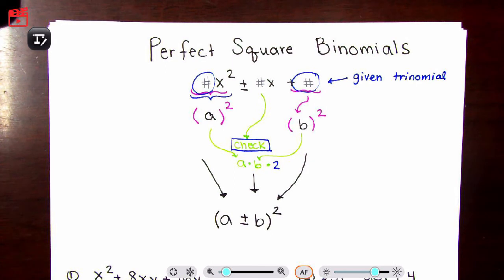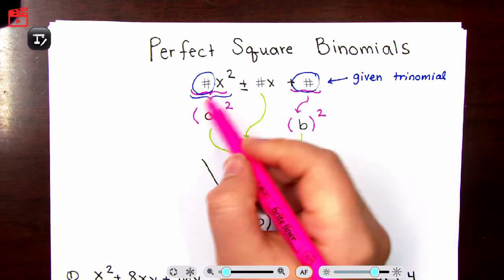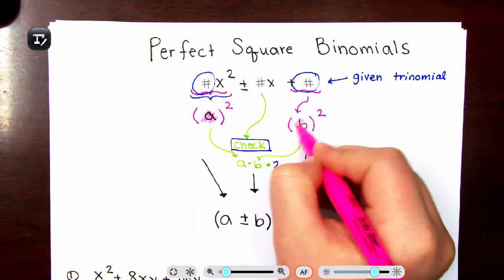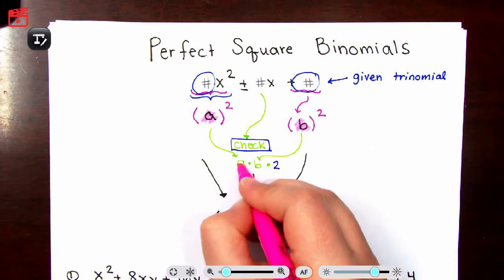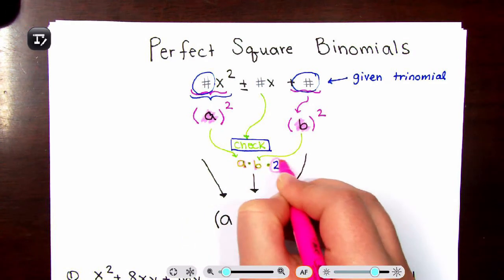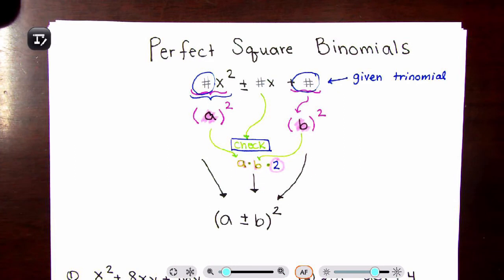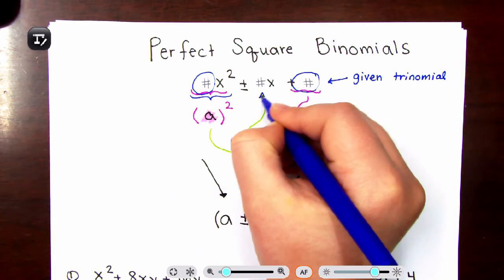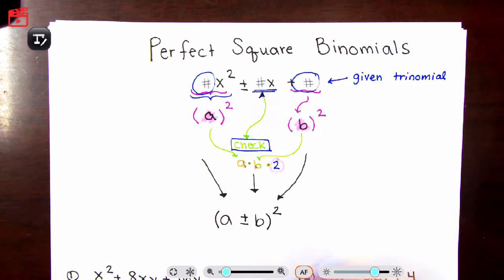Now, how do we know if we really do have this pattern? You have to do a check. Take your A value, which is here. Take your B value, which is going to be here. And you're going to say A times B times 2. And that's always 2. You don't change that 2. And if that equals this middle term here, then yes, you have a perfect square binomial.